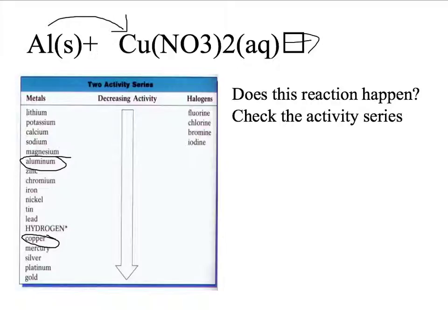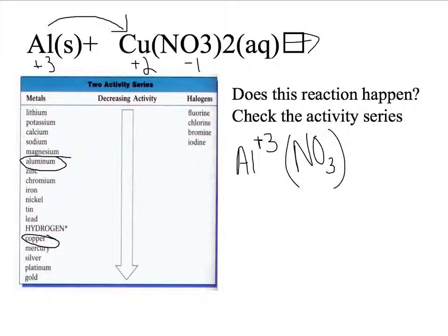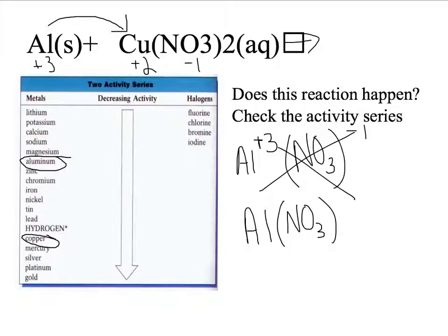However, let's think about the charges. Aluminum would be +3. Copper, in this case, is +2. Nitrate is always -1. So if aluminum is going to hook up with nitrate, let's look at what's going on with the charges. Al +3, and NO3, and I'll put it all in parentheses so you know it stays together, is -1. We have to crisscross. Makes you jump. So Al, parentheses, NO3, close parentheses, 3. That'll go right up here.